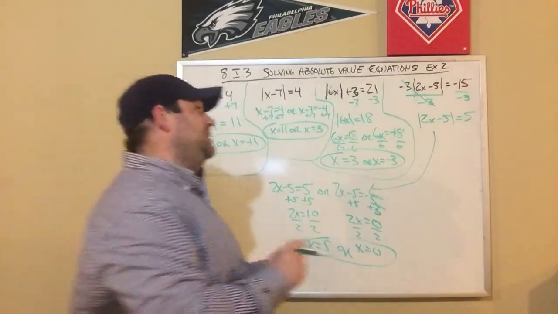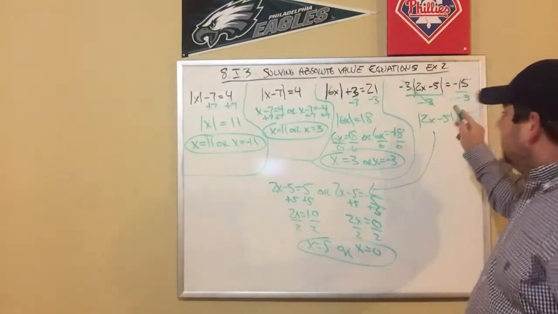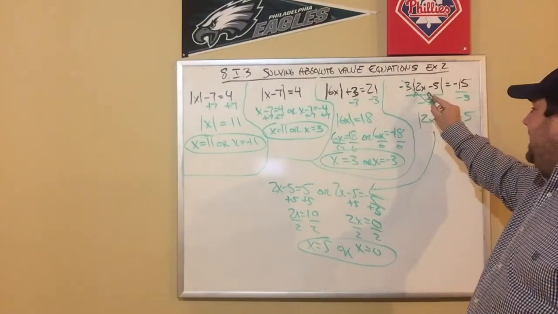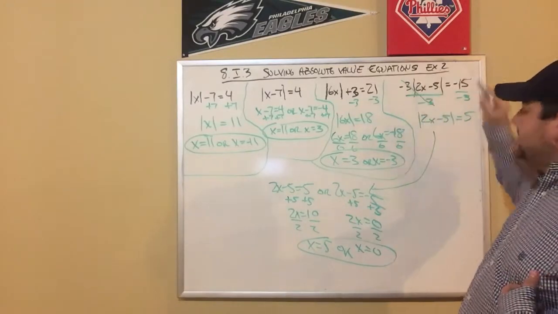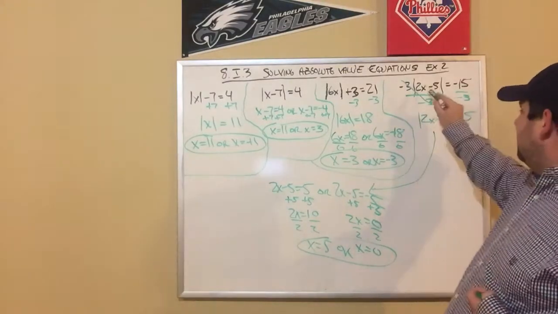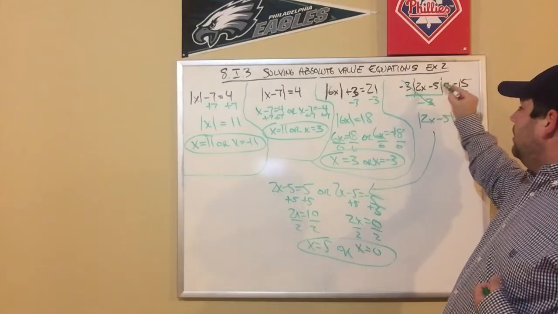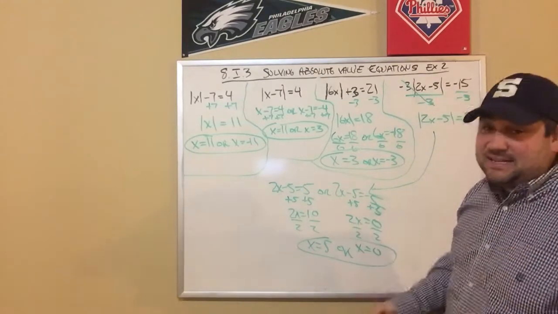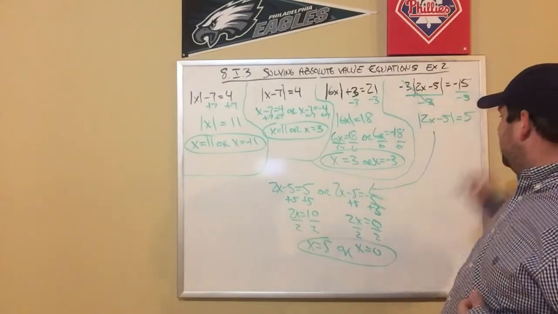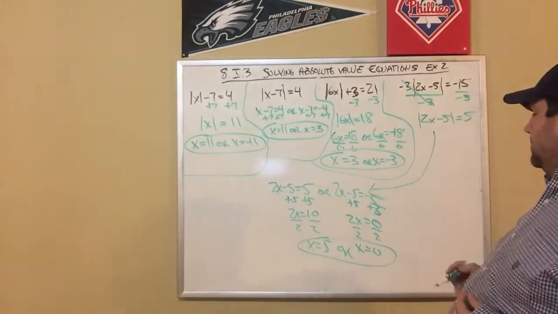And if I were to check these, if I were to try 5 here, 2 times 5 is 10, minus 5 is 5. The absolute value of 5 is 5, times negative 3 is negative 15. If I were to try 0, 2 times 0 is 0, minus 5 is negative 5. The absolute value of negative 5 is positive 5, times negative 3, negative 15. So both of those work.